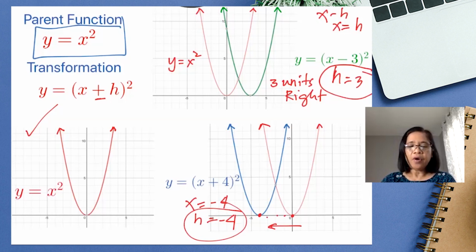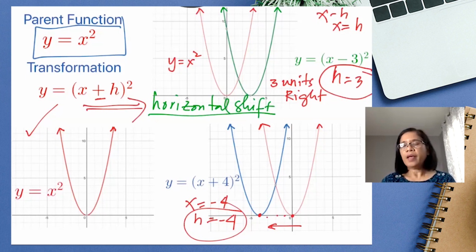And the effect now of the transformation or the value of h is a movement from left to right. So this is a horizontal shift. Unlike the value of k, when it's positive k, move up, negative k down. In this case, when you have an x minus h with h positive, it's actually a movement to the right, and a movement to the left if it's x plus h. Copy?